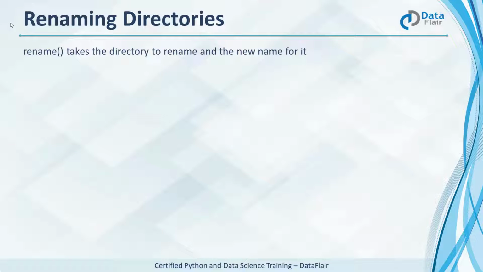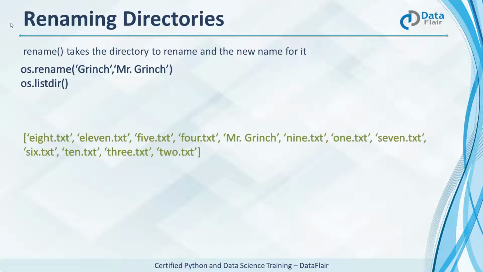Let's rename this directory to Mr. Grinch. The rename function takes the original name and the new name as arguments. Grinch is now Mr. Grinch.